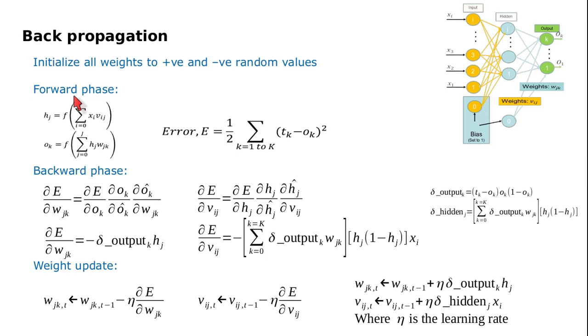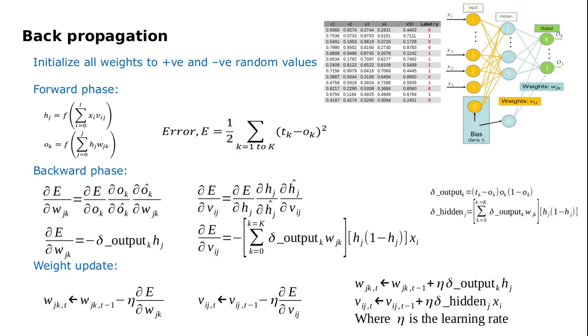This slide shows a summary of all the steps involved in backpropagation. You first initialize all weights in the network to positive and negative random weights. The forward phase or computing of the output is done like this using these equations. The error for every input value is computed in the following way, where t is the true value which is expected at the output. This value t and the input values x are obtained from your training data.